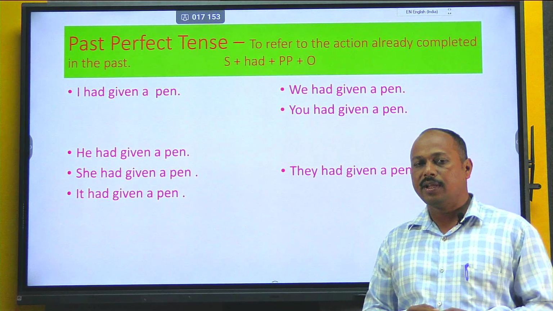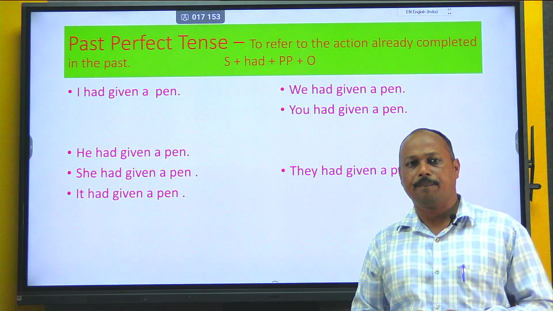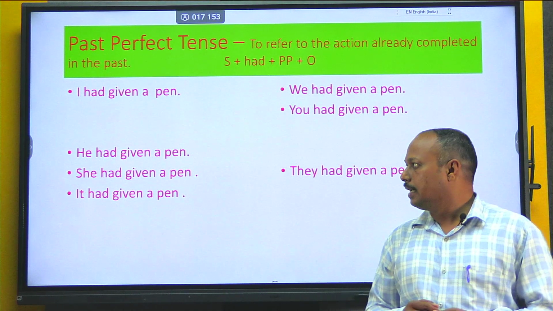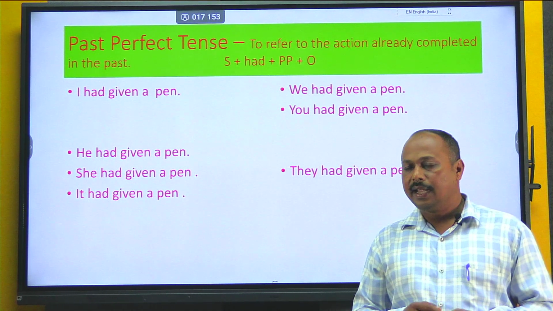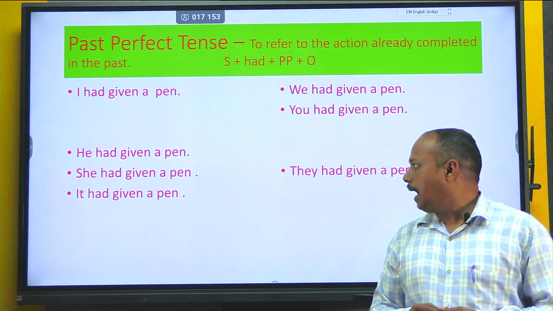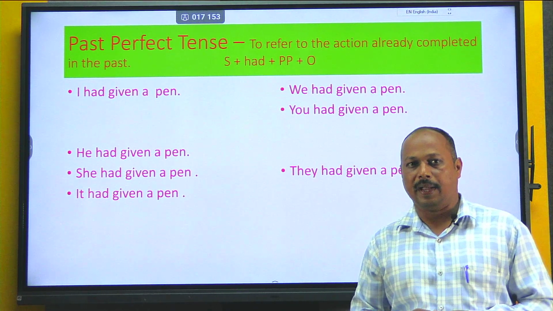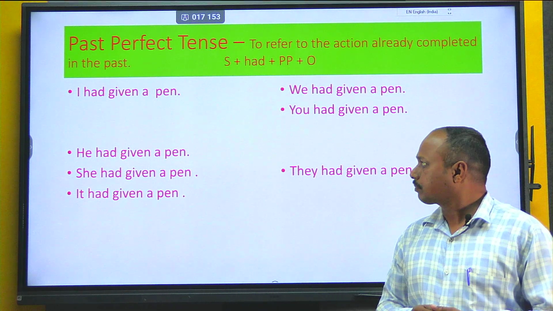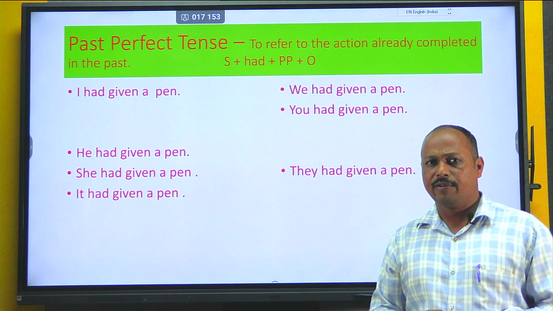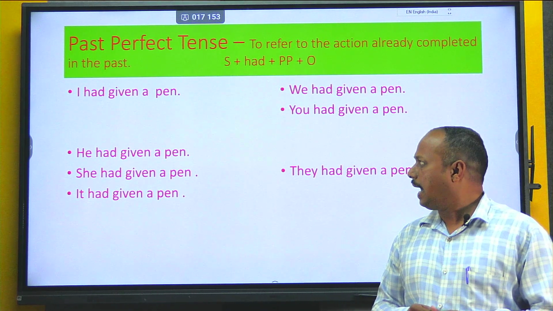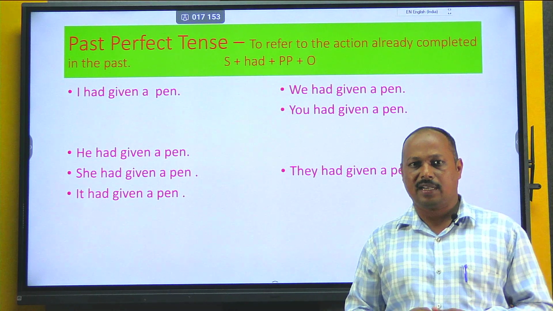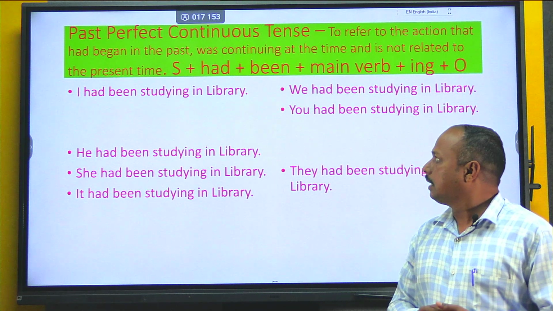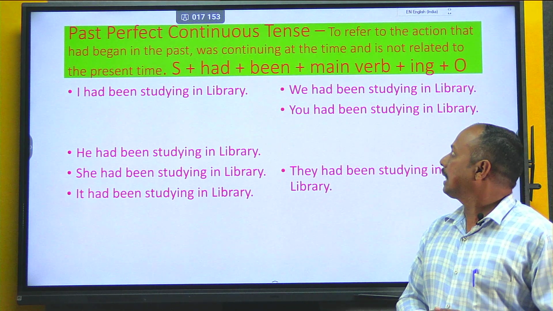I had given a pen. We had given a pen. You had given a pen. He had given a pen. She had given a pen. It had given a pen. And they had given a pen. These are the examples of past perfect tense. There is no change. Everywhere we use had and the past participle of the main verb. Then lastly we can see the past perfect continuous tense.